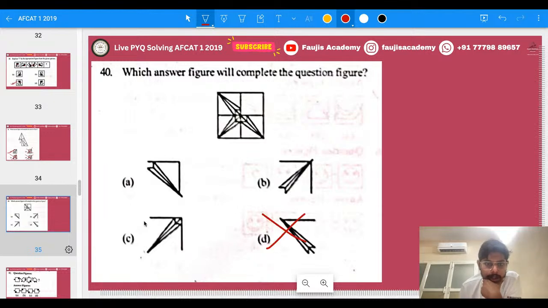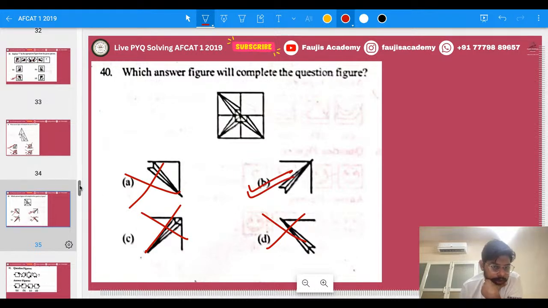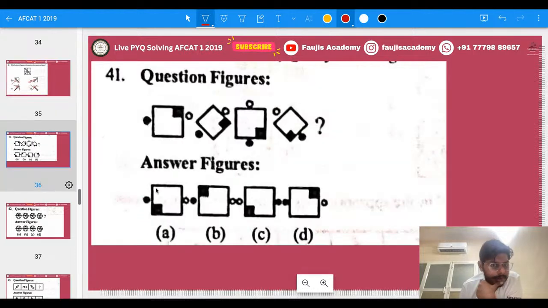This cannot be the answer. This one also cannot be the answer. This one also cannot be the answer. The only possible answer is B, right? Yeah, this one. This one 41. 41, guys. What do you guys think of 41?